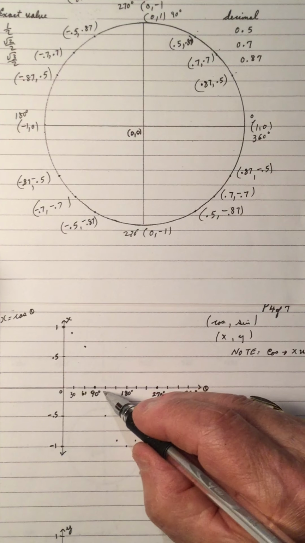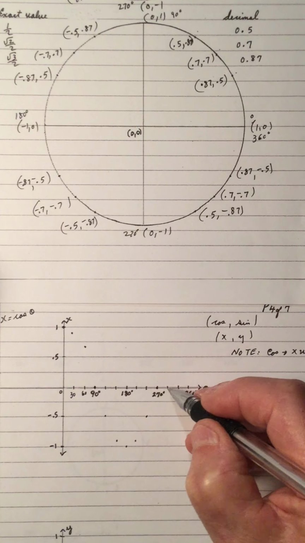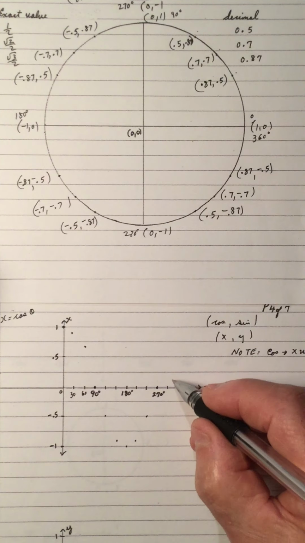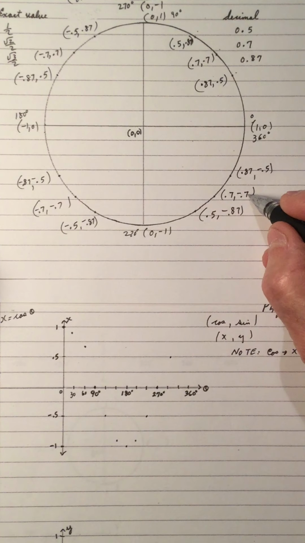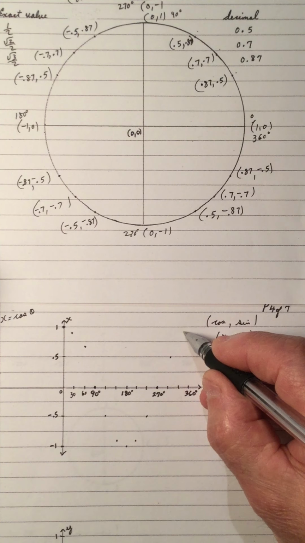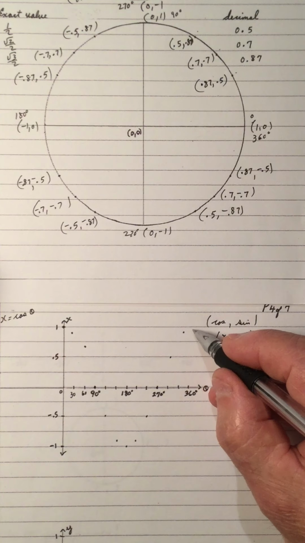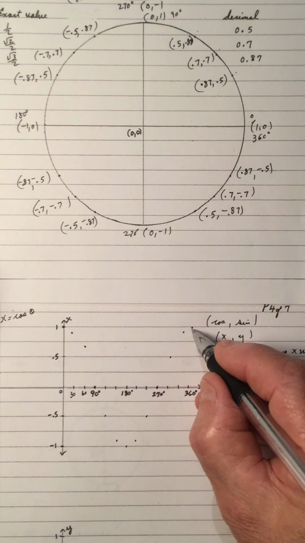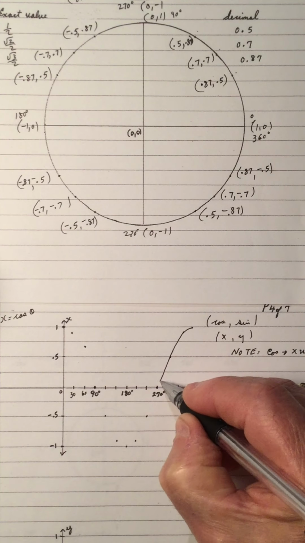So that's 120, 150, 180, 210, 240. This is 300. So 300 is 0.5. And we go up to here. Then leaving out the 45 is 0.87 right here. And we get back to 0. 360 is a 0. So notice the cos graph is looping like this.